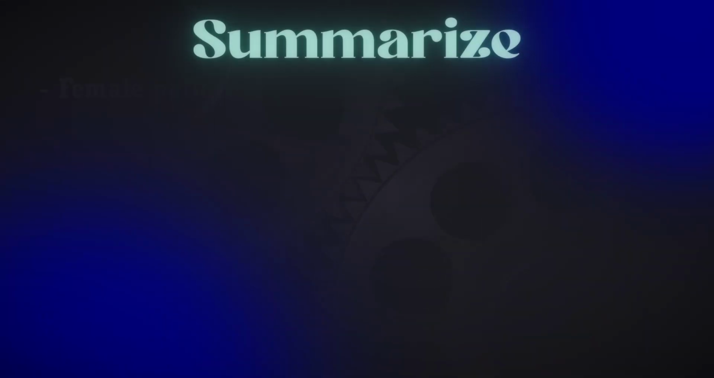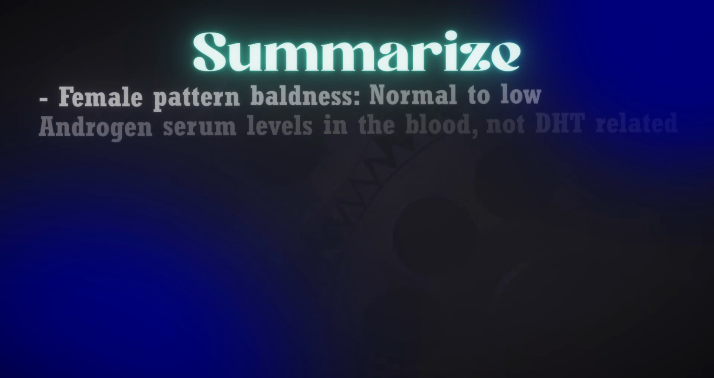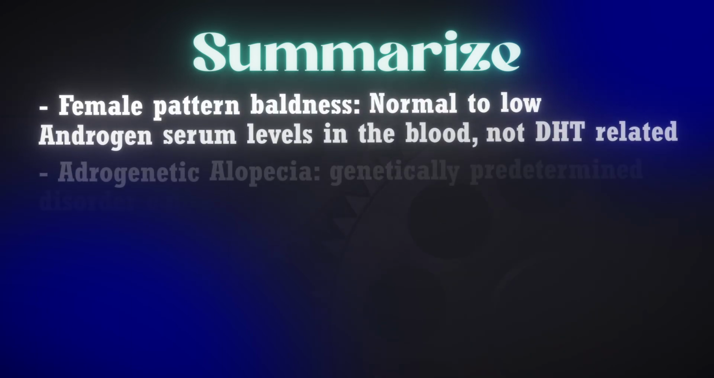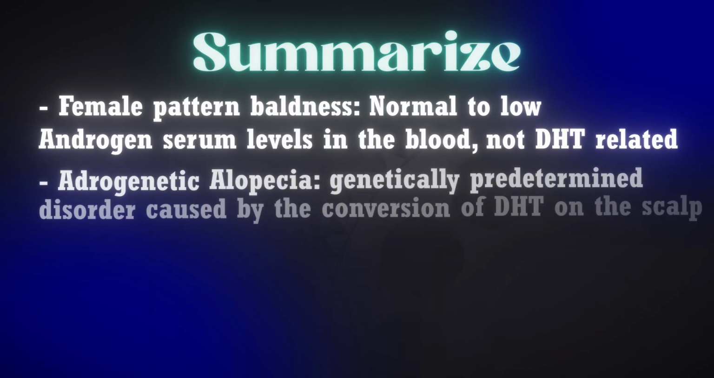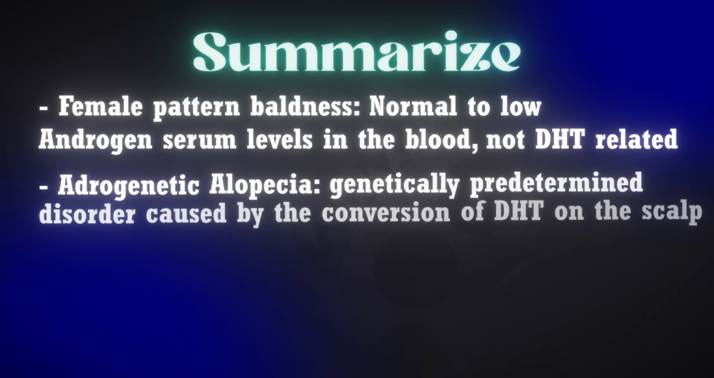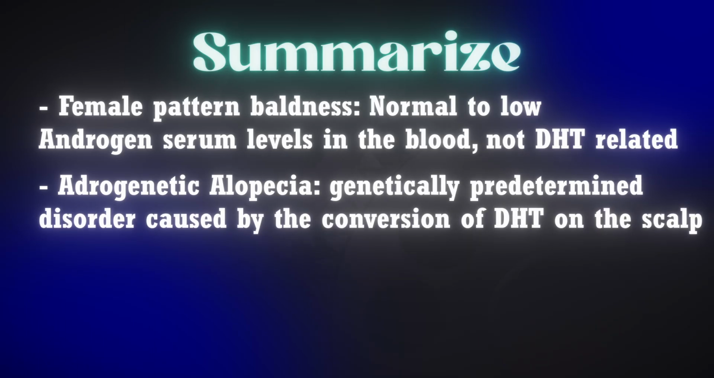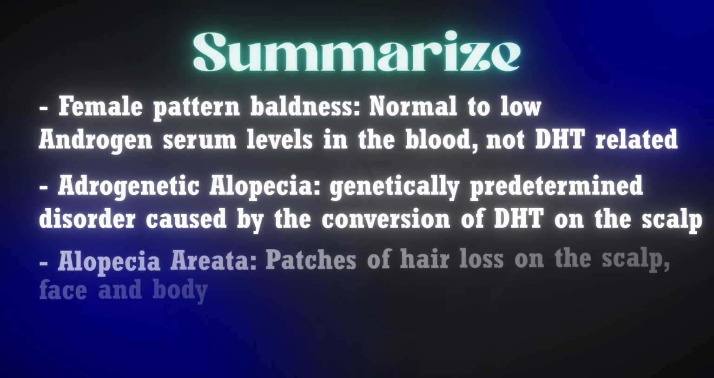So, to summarize, in females, female pattern baldness is when abnormal levels of androgen circulate in the blood, so therefore it is not because of androgen or DHT. Androgenetic alopecia in women is a genetically predetermined disorder due to an excessive response to androgens, which convert into DHT and cause hair loss on the head. Alopecia areata is when patches of hair loss happen on the face and the head, causing hair loss in men.